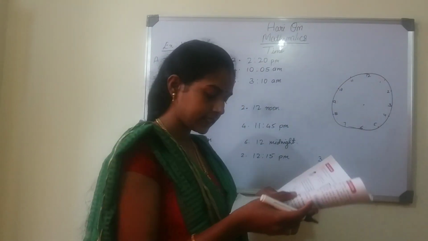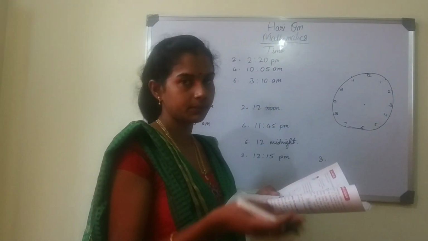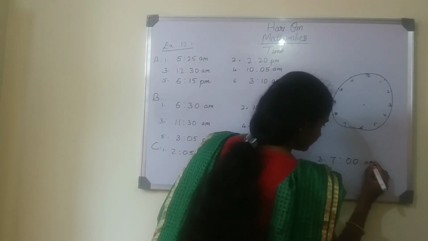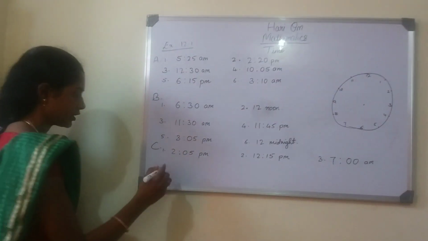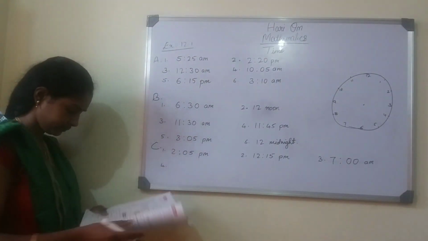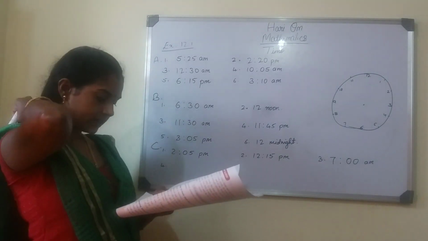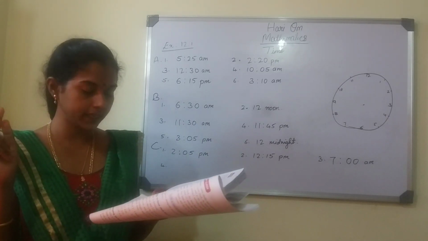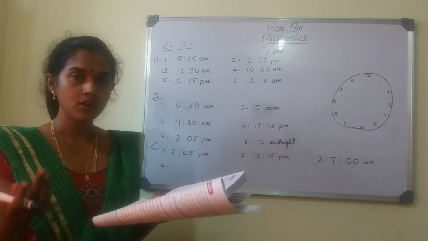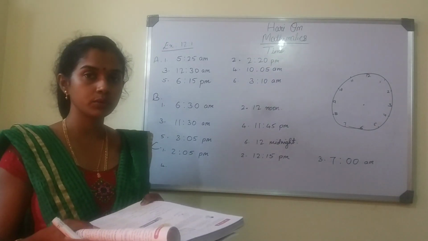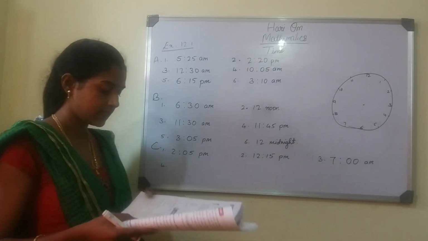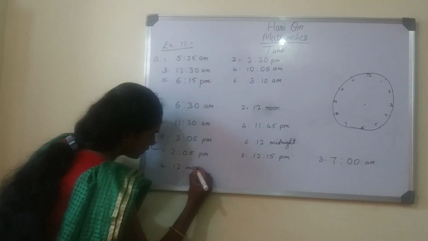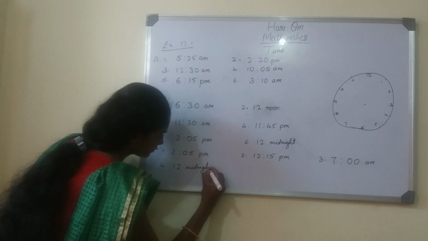Third one, 6 AM. So if we add 1 hour, it becomes 7 AM. Okay, children. So fourth one, 11 PM. So PM is after noon, that is night, 11 o'clock. So when we add 1 hour to it, 11 becomes 12. 12, it is PM becomes midnight. So 12 midnight.